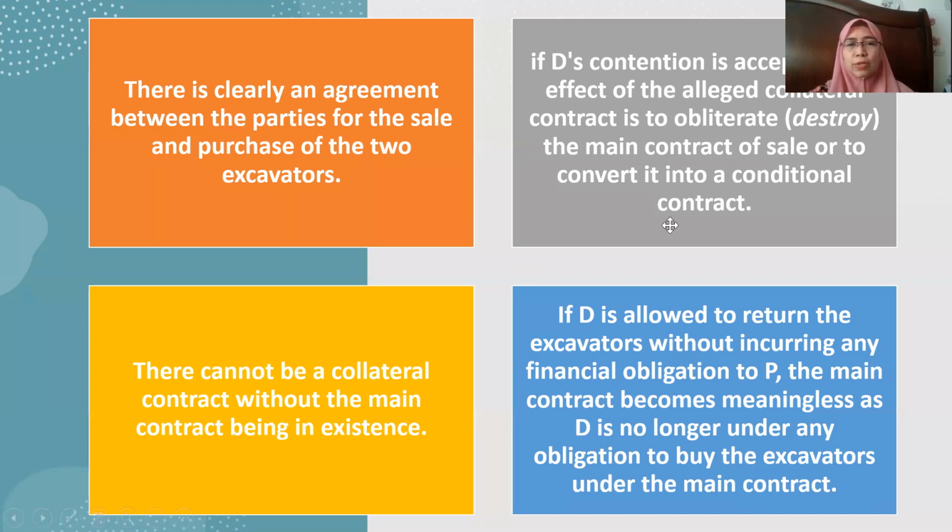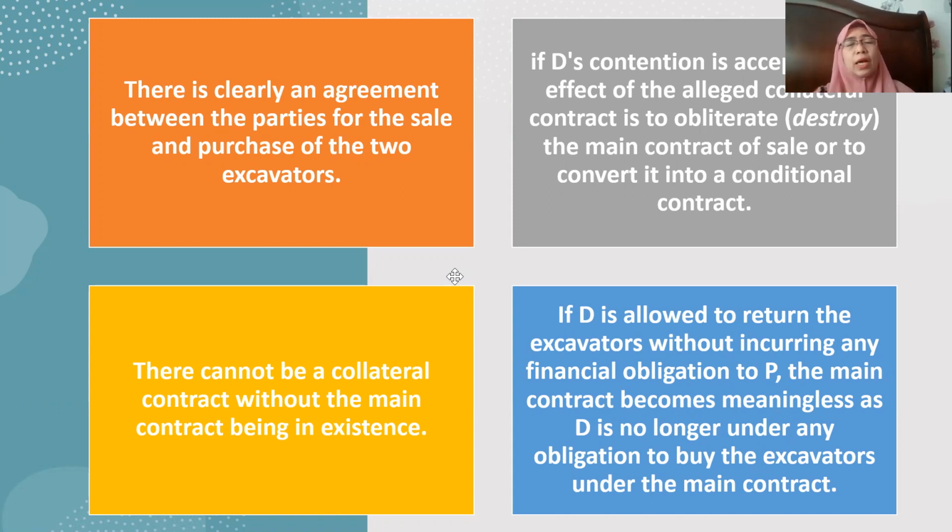And then this is also an observation from the court. Yes, there is clearly an agreement between the parties for the sale and purchase. I mean here, the main agreement, sale and purchase of the two excavators. And the court said, if defendant's contention is accepted, the effect of the alleged collateral contract, which is not actually proven, is to obliterate or to destroy the main contract of sale. Meaning that if you are not paying anything for it, as if there's no purpose of entering into the sale and purchase agreement. And the court said there cannot be a collateral contract without the main contract being in existence. Meaning that the collateral would destroy the existence of the main agreement, if it was proven, but it wasn't proved actually.